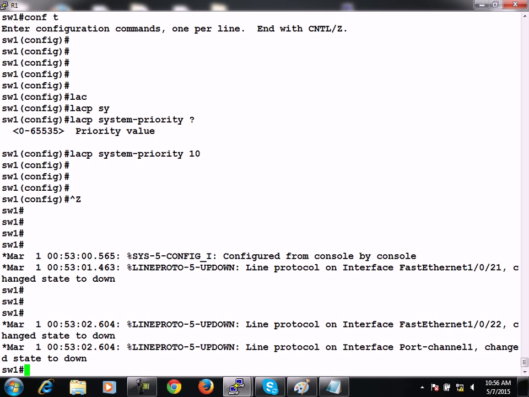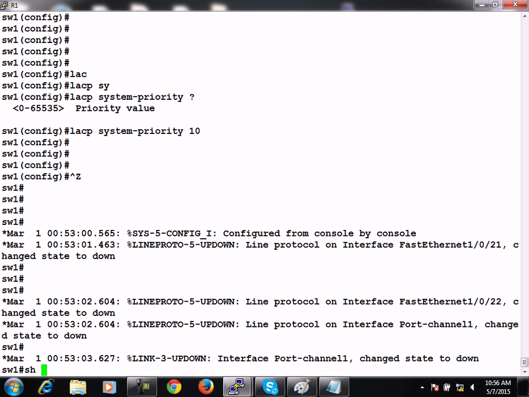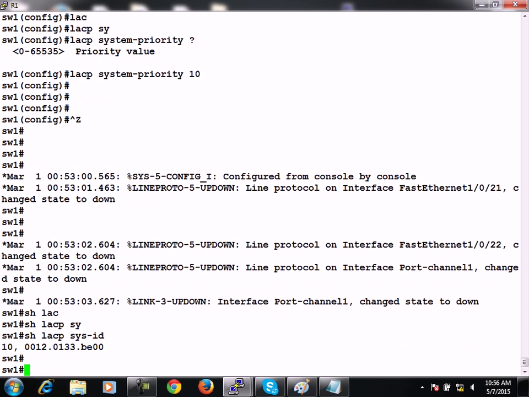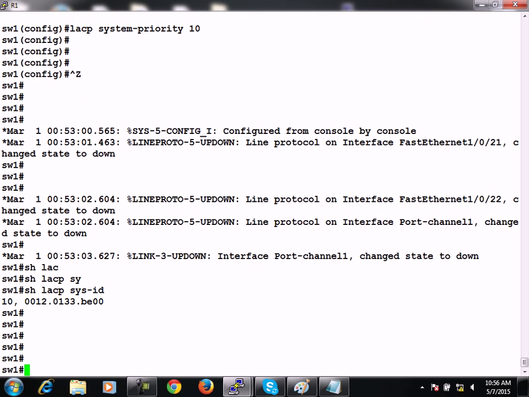So now on switch 1, you can see show LACP system ID, and then you will see that, of course, you cannot change your base MAC address, right? But at least you can change your priority. So this time you have changed your priority from 32768 to 10.